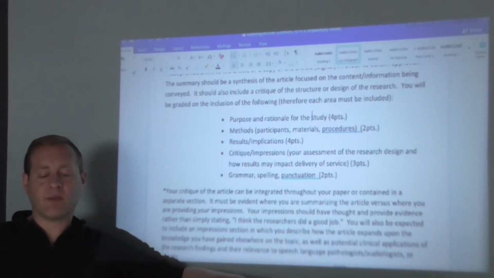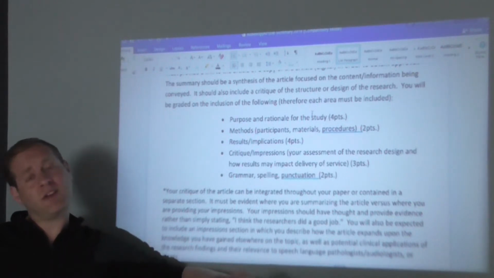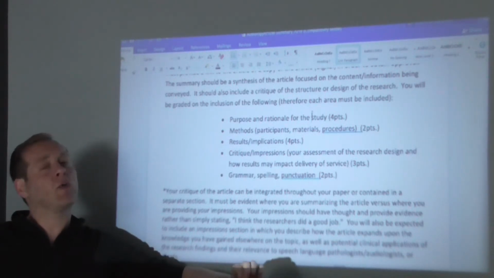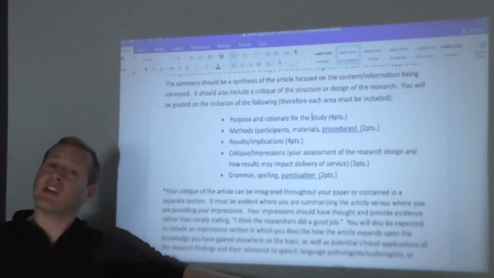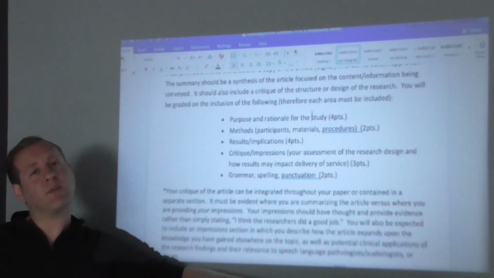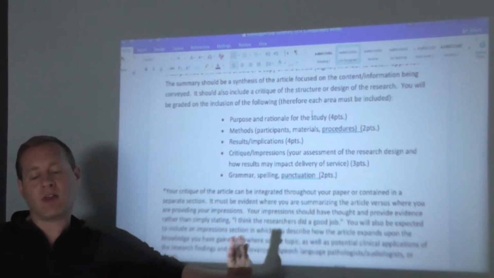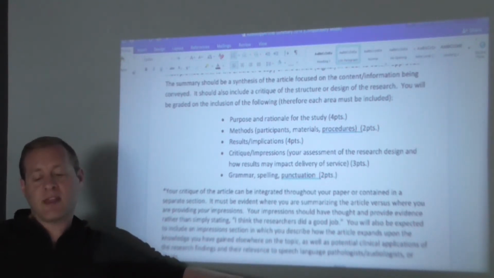Then you're going to go into some information about the methods. Methods includes the participants, the materials, and the procedures. So who the study was conducted with, the equipment or any materials that were needed to conduct the study, in addition to how the study was completed, the procedures that the authors used. So what they did with the participants, what they did with the information they were looking for, and how they reported out on it.